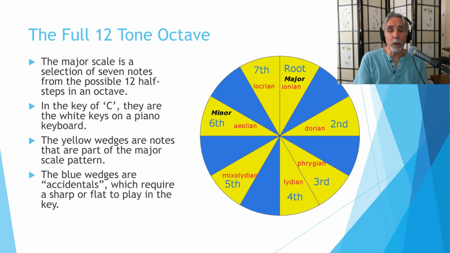Here is the full 12-tone octave as a clock. And that's cool because clocks have 12 hours and so does the octave have 12 half steps. If you look at the chart, the yellow wedges are the white keys on a piano. They're the notes of the diatonic C scale. The blue wedges are accidentals. These are notes that will not be played unless somebody puts a sharp or flat in the score.